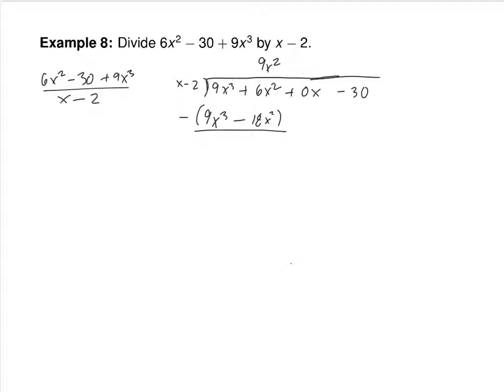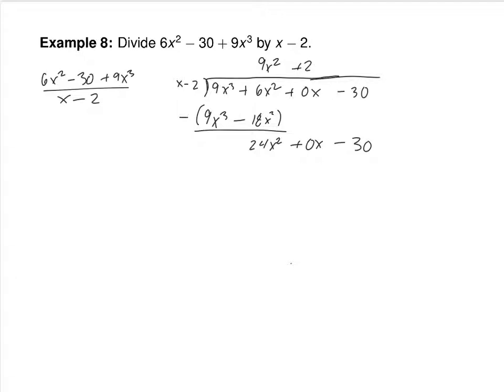So watch the negative signs. What is 6 minus negative 18? 24. It kind of helps to talk to yourself a little bit. If I take away a negative, it makes positive, right? All right, and then think, what do you multiply x by to make it match 24x squared?